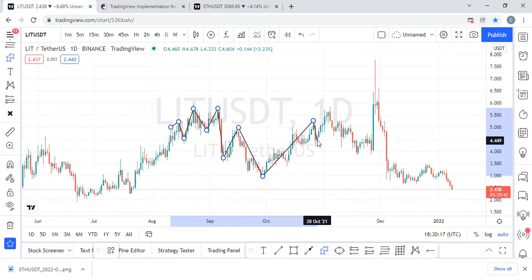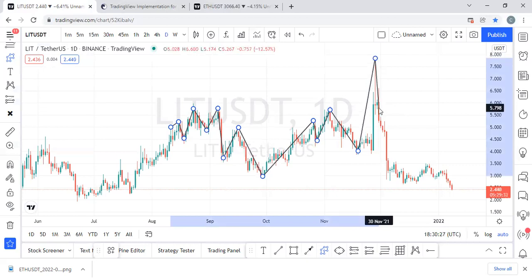Came to give a retest, and then it bought. Still came down a bit, and this was the higher low. Came all the way to this point before coming back down. All right, this structure is not really clear on the daily.